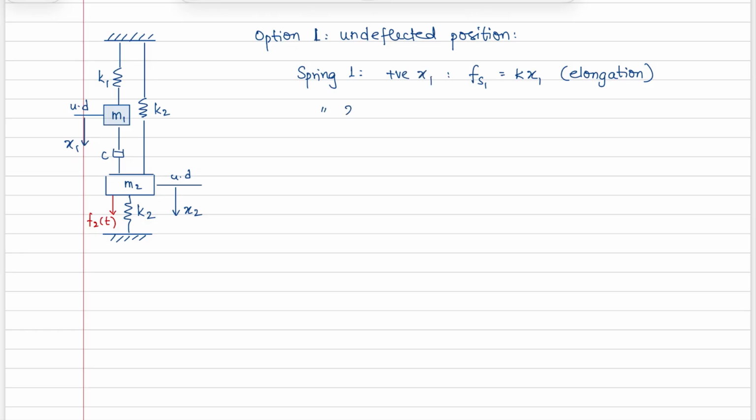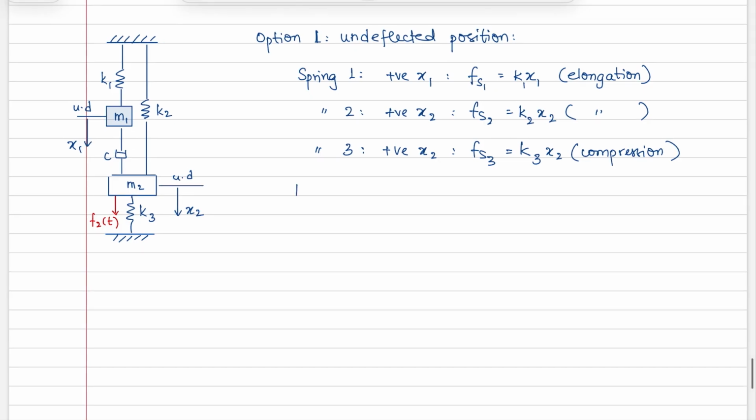What about spring 2? For positive x2, you will have Fs2 is equal to K, well, the first one should have been K1. So this here is K2 x2, again in elongation. And for spring 3, for positive x2, you have Fs3 is equal to K2 x2. This should have been K3. Apologize. This is K3 x2, the same x2, but in this case it would be in compression.